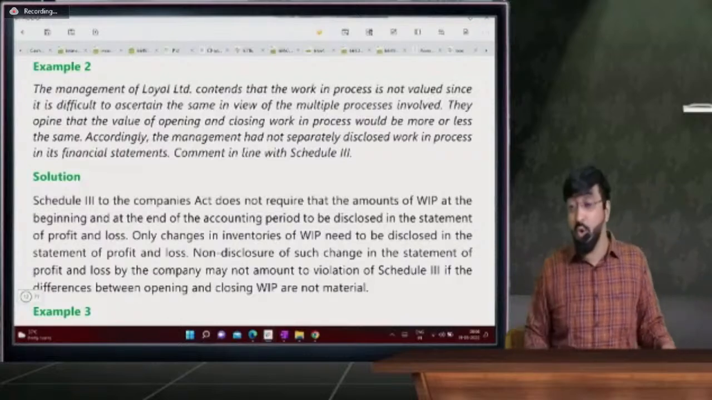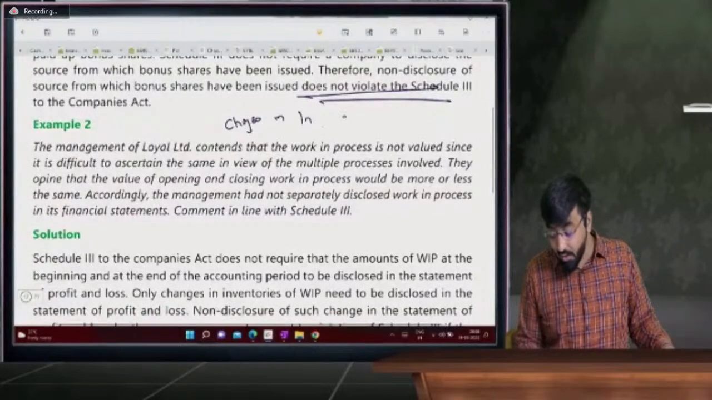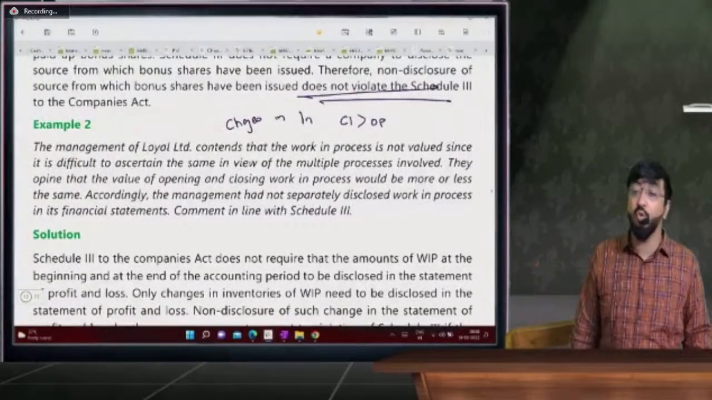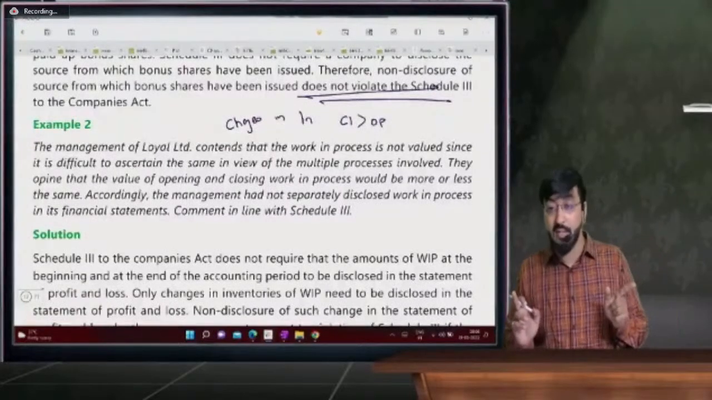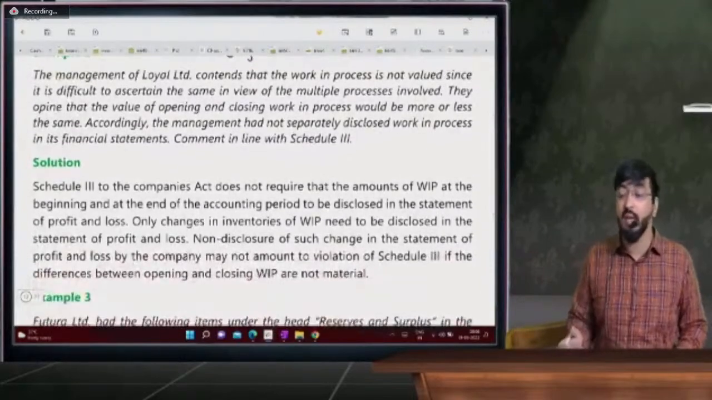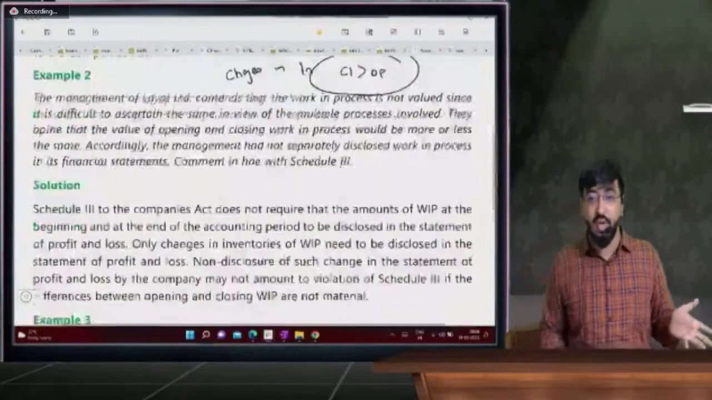So, beta, you know that we write it as changes in inventory, and I have given you that if closing is greater than opening, then you write it as a negative balance, and if closing is less than opening, then you write it as a positive balance. So beta, they are telling you these amounts are similar. So why write these amounts? Okay. So they have not disclosed it.